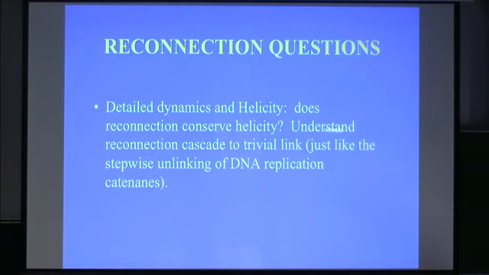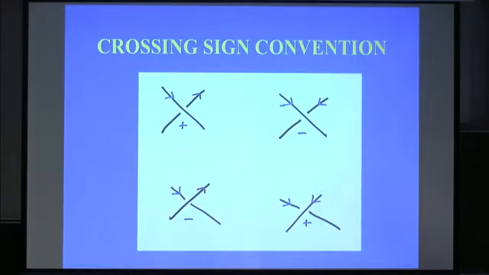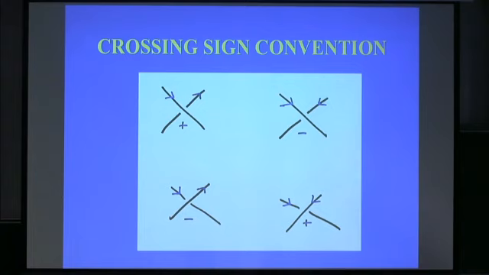And another thing would be to understand the reconnection cascade. Why is it going down like this in topological complexity? Presumably that's energy talking, but the energy is not really that well understood. So I'm now going to do a bit of mathematics to elucidate the writhe.